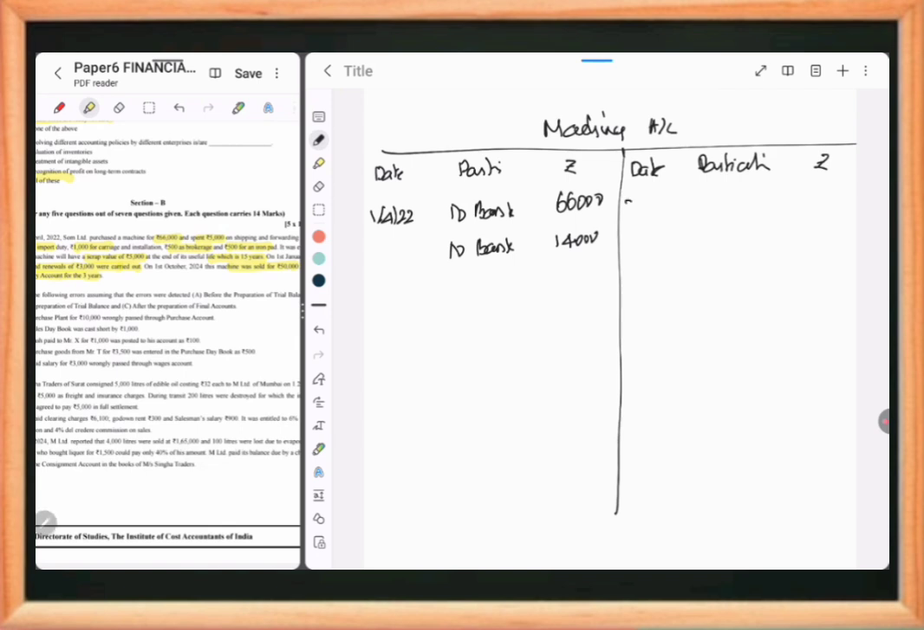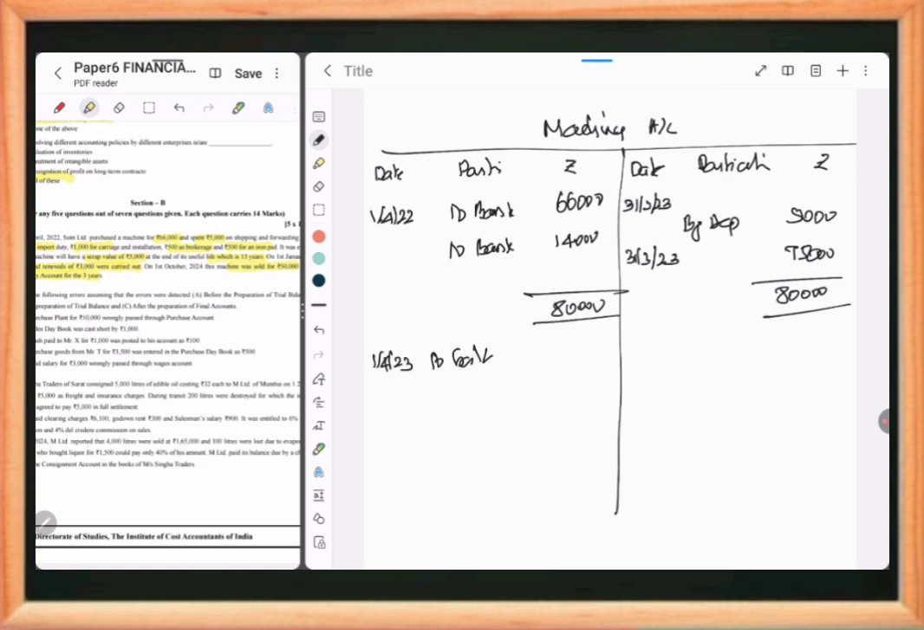So date 31/3/23 by depreciation, actually 5,000 rupees. So remaining, 80,000 rupees total here left hand side. If we balance, the remaining balance will be 75,000 rupees. That is as on 31/3/2023. And then if we bring it back here, that is on 1/4/2023 opening balance, to balance brought down, that is 75,000 rupees.